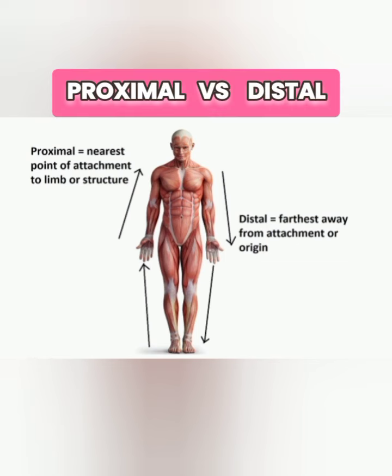Next, the proximal part is near the middle, and distal is far from the middle part. It is always away from the midline of the body. Hence we call the distal end of the humerus joins with the radius and the ulna bone.